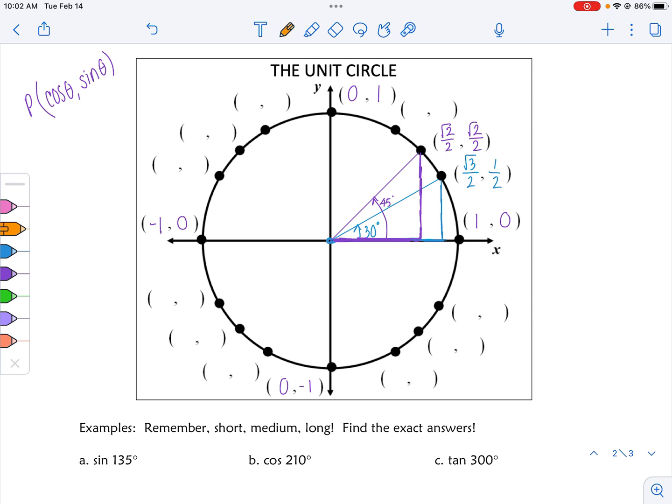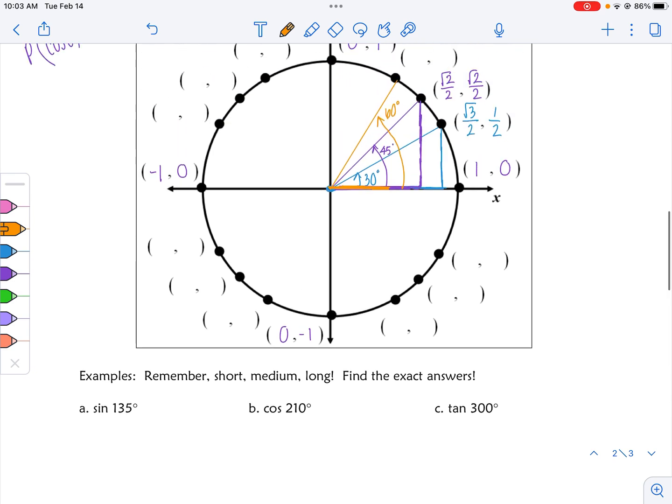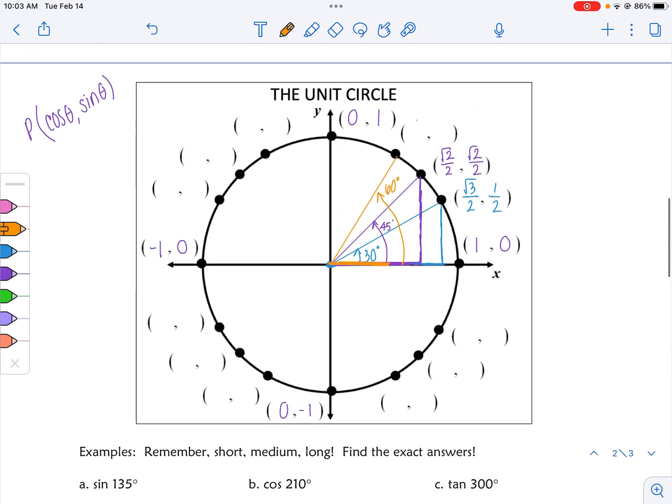Your last angle is 60. Notice with 60, I'll put it right there, from the origin, you go out the smallest distance in your x. So your x is the smallest of all three. So I apologize, the x is 1/2.